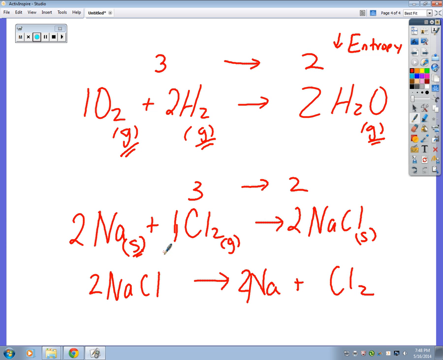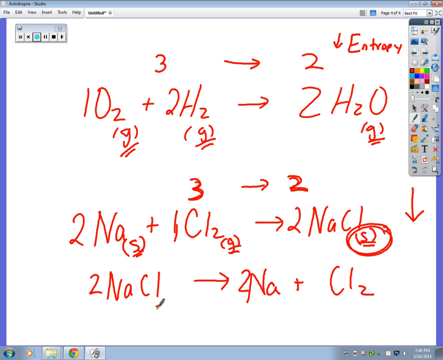Here I have my solids, a gas, and a solid. So what's happening? I just have a solid on this side. This is a solid and a gas. This is becoming more orderly, isn't it? And I'm also becoming more orderly here, 3 to 2. So here entropy is decreasing. The randomness is going down.